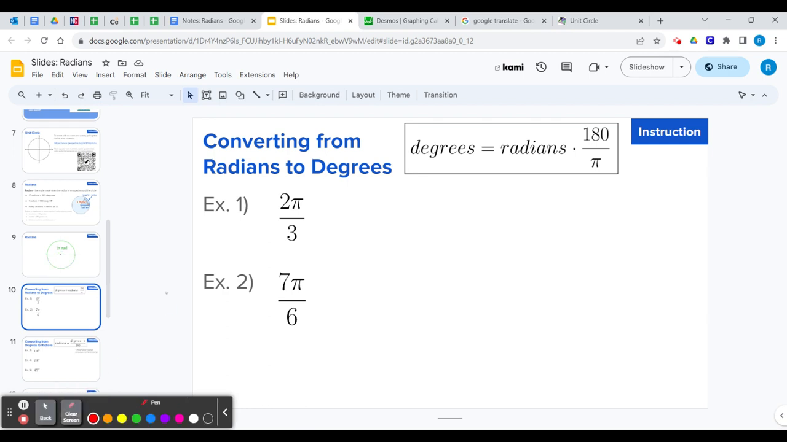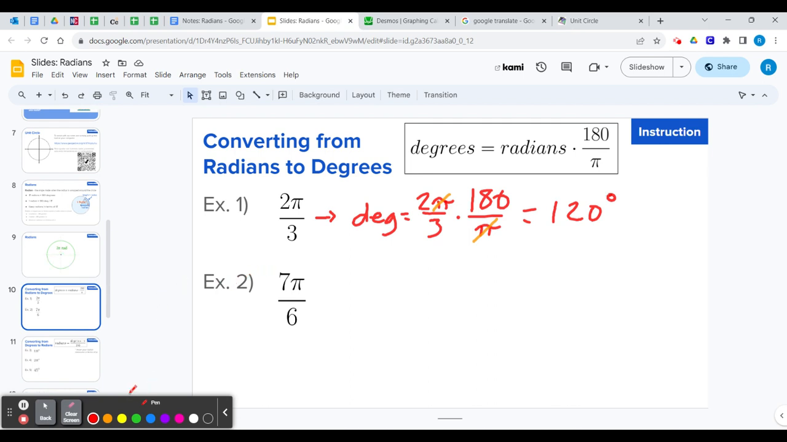So if we have 2 pi over 3, all we've got to do is rewrite this in a formula, okay, where my degrees, deg, is equal to my radians, 2 pi over 3, times 180 over pi. And if we multiply this straight across, you'll notice that these pi's cancel out. And then we can just punch into our calculator the numbers that we have. We have 2 times 180 divided by 3. So let's do that real quick. 2 times 180 divided by 3, and that equals 120. And I'm going to throw our little degree sign on there to signify the units that we're in.